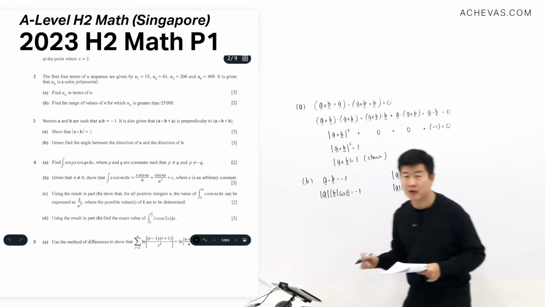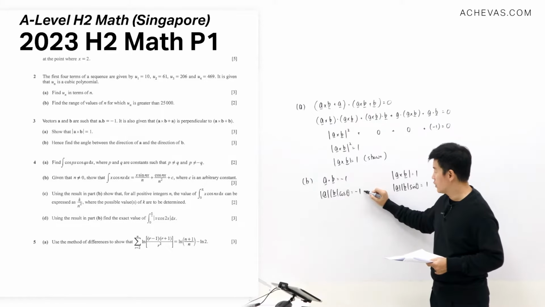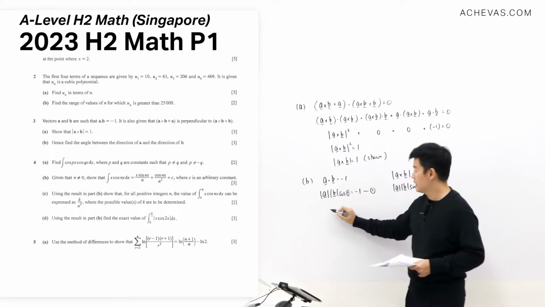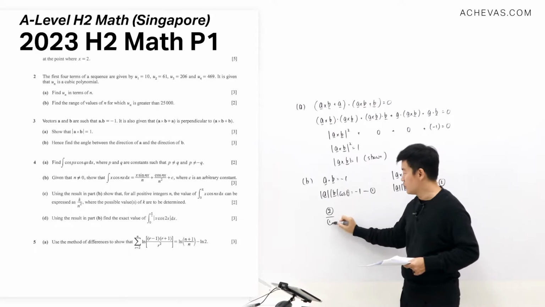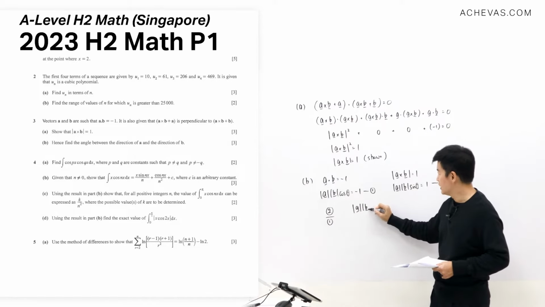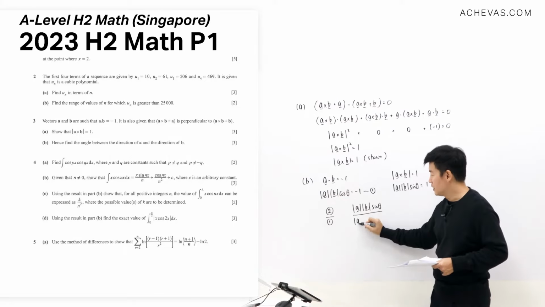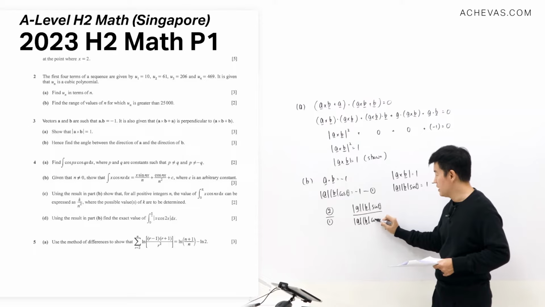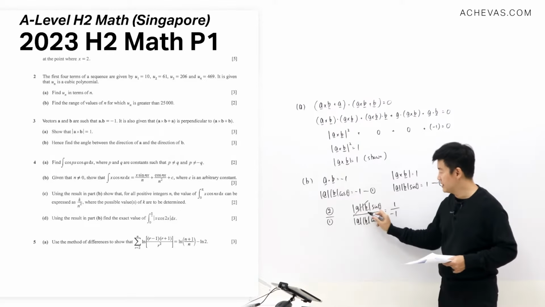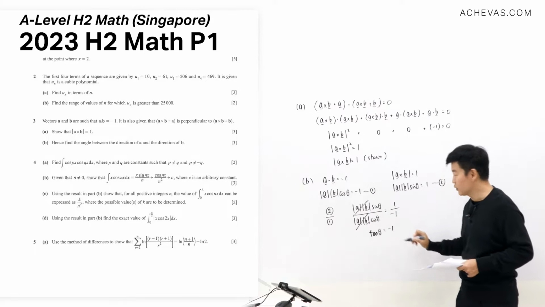So according to what the question wants, we are supposed to find the value of theta. If I call this equation number 1, and I call this equation number 2, by taking equation number 2 divided by equation number 1, we will have modulus of A, modulus of B, sine theta, divided by modulus of A, modulus of B, cosine theta, which is equal to 1 over -1. And this can be cancelled. Sine over cosine is tangent. So we have tangent theta is equal to -1.